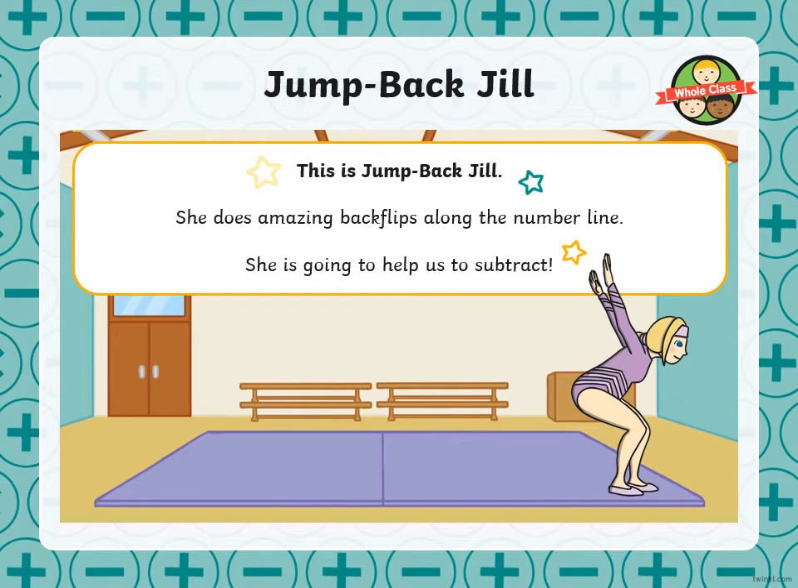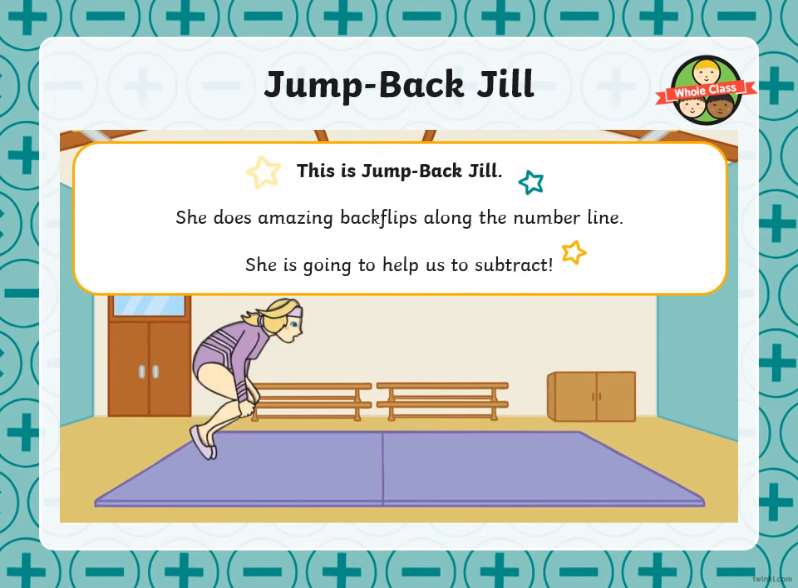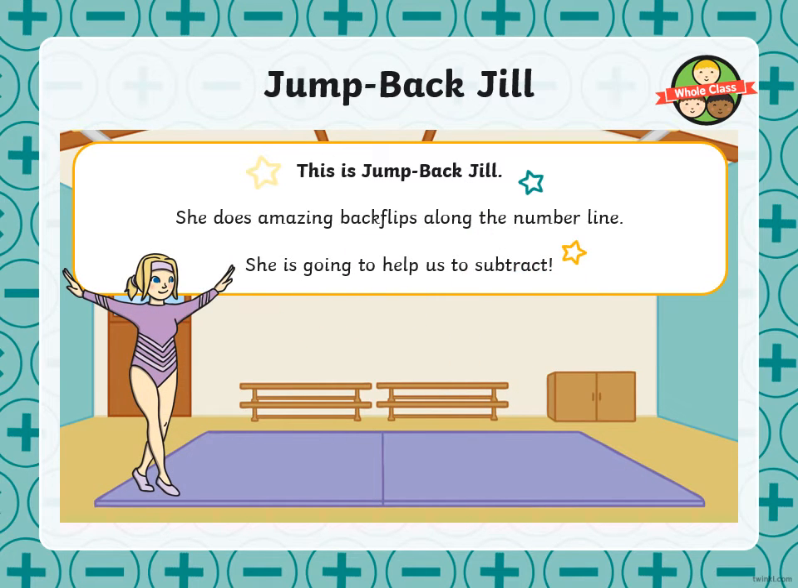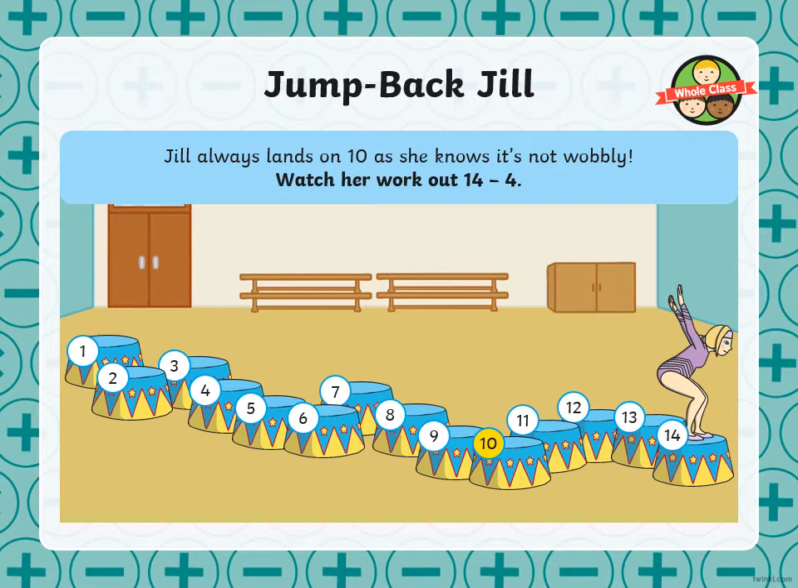Okay, so now this is Jump Back Jill. She does amazing backflips along the number line. She's going to help us to subtract. Wow, amazing. I think she needs to be at the Olympics. Jill always lands on 10 as she knows it's not wobbly. Watch her work out 14 take away 4.